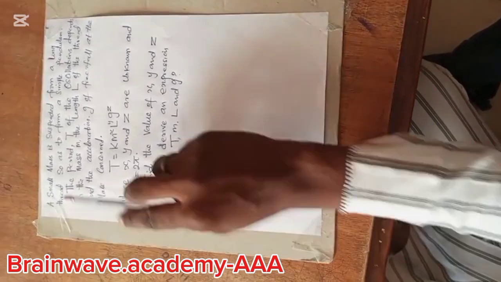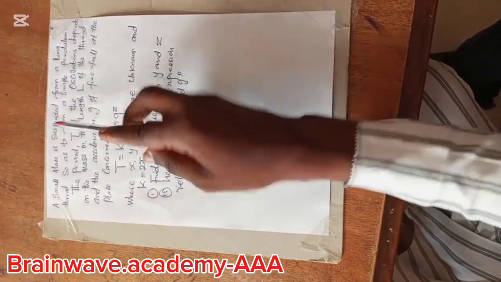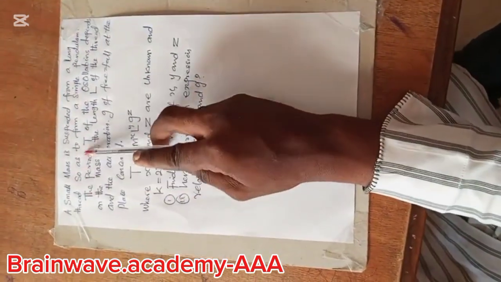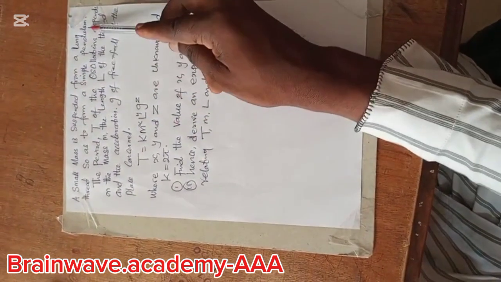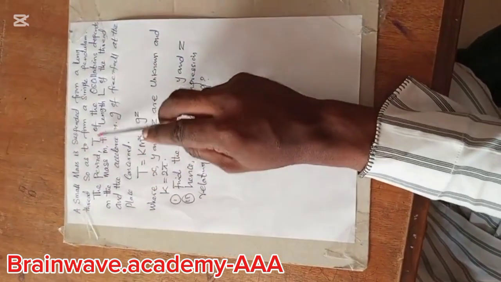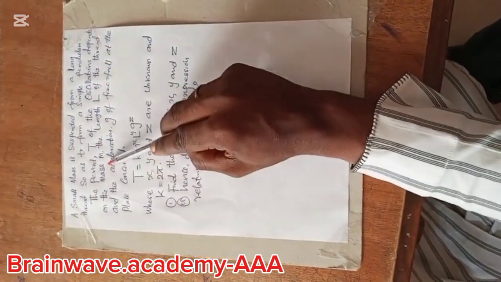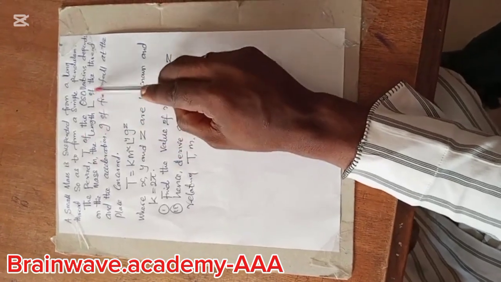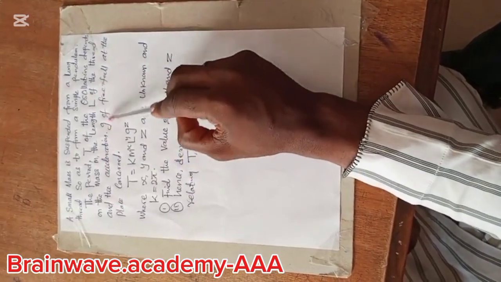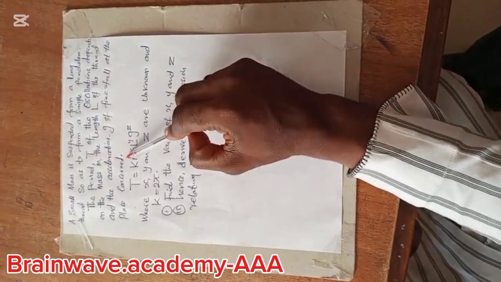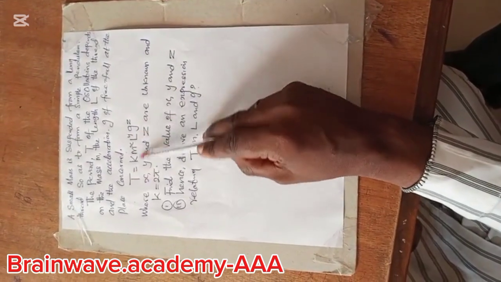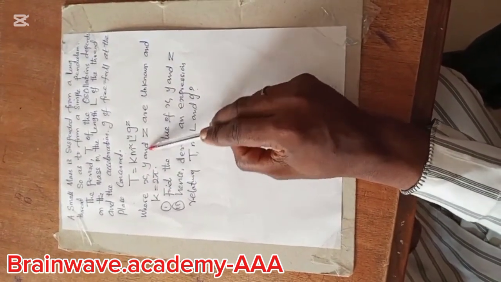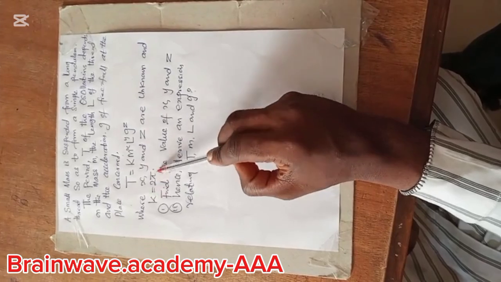The question says that a small mass is suspended from a long thread so as to form a simple pendulum. The period T of the oscillations depends on the mass m, the length l of the thread, and the acceleration g of free fall at this place concerned. This is the equation they give, where s, y, and z are unknown and k is equal to 2 pi.